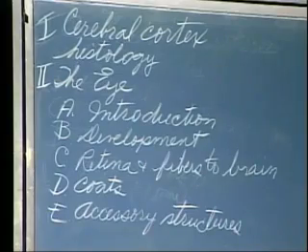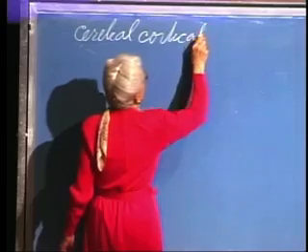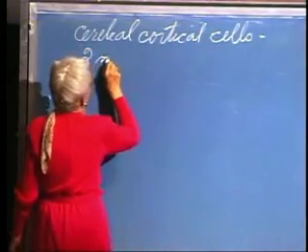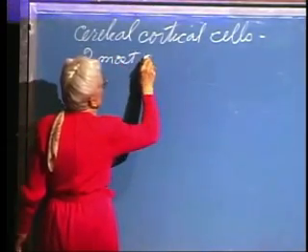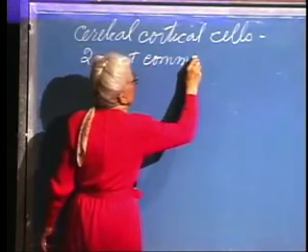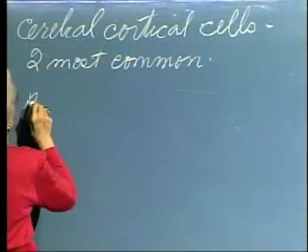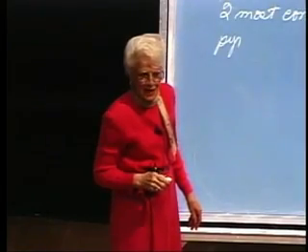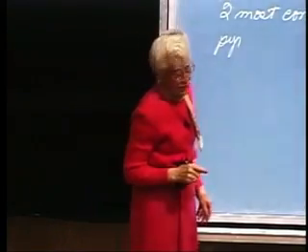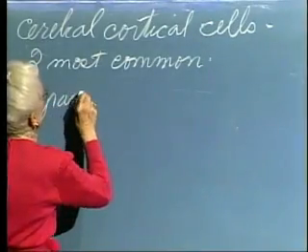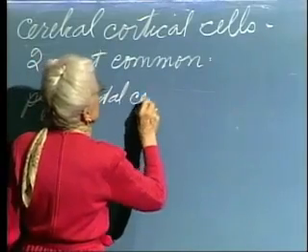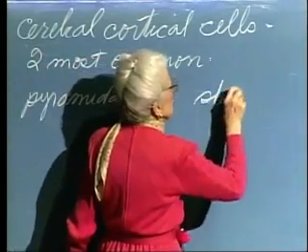These are cerebral cortical cells. The two most common will be the pyramidal cells. You understand why I took my choice of words as to what we're respecting in society? The pyramids, pyramidal. And stellate cells.